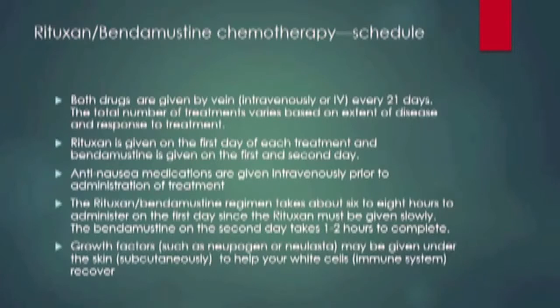Anti-nausea medications are given by vein prior to your chemotherapy and by mouth as needed thereafter. The Rituxan bendamustine regimen, when the drugs are given together, takes about 6 to 8 hours to administer on the first day, since the Rituxan must be given slowly. When the bendamustine is given alone on the second day, it only takes about 1 to 2 hours to complete in the infusion room. Growth factors such as Neupogen or Neulasta may be necessary under the skin, subcutaneously, to help your white cells or immune system recover with treatment. This is not invariably given.